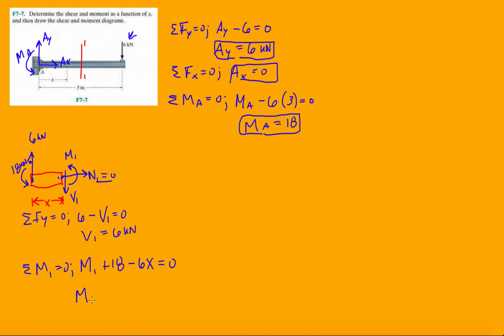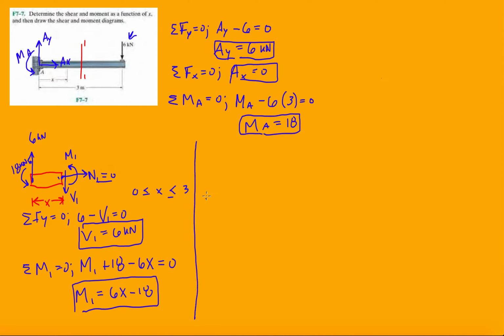And now let's just get our equation here. So M1 is 6x minus 18. So these are our two equations, M1 and V1. And this cut is from 0 to 3 pretty much. And that's it. So now you've solved your internal shear and moments. So all you have left now is to plot this thing.